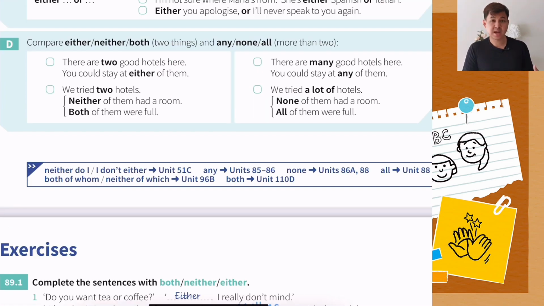Now let's finish with the last section, section D. We're going to compare either, neither, and both, which we use for two things, and any, none, and all, which we use for more than two things. There are two good hotels here. You could stay at either of them. And then on the right you have, there are many good hotels here. You could stay at any of them.